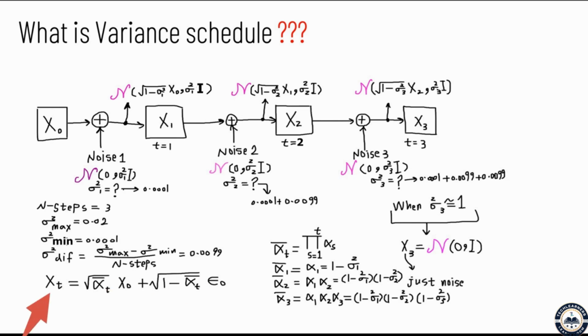Finally, we can use this formula to get the value of xt variable at any specific time step. This is the Gaussian distribution that we will use to get the value of xt. We can compute the value of alpha bar, and we have the value of x0. It is our clear image, and we can pick the value of epsilon 0 from the standard Gaussian distribution. So we can get the value of xt variable.